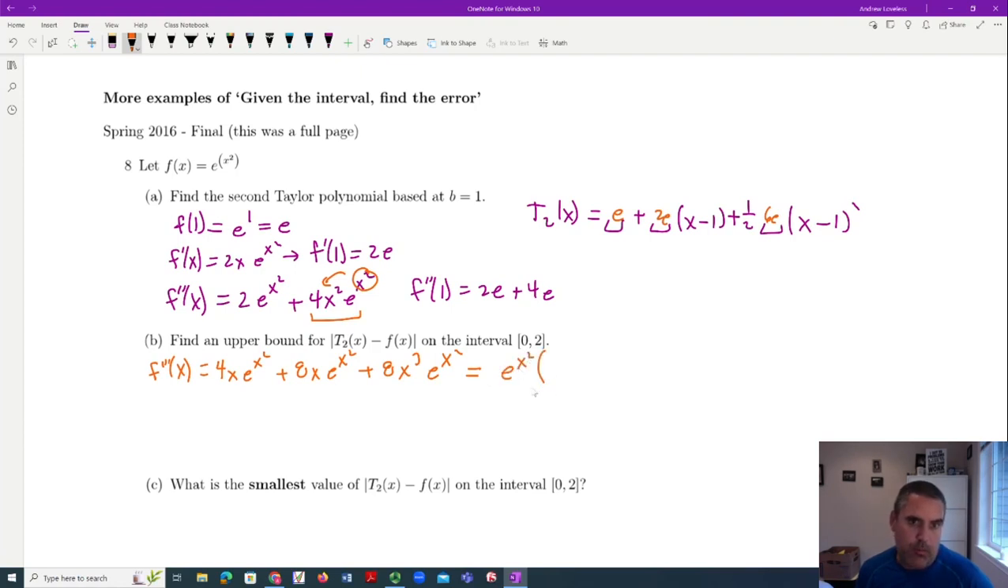So the challenge here is simplifying. I think I can take an x out. And what is left? I think here I'm just going to have 12. And here I'm going to have plus 8x squared. So if I was doing this, I would simplify even a little further. So why am I worrying so much about simplifying? Because I know that I have to give a bound.